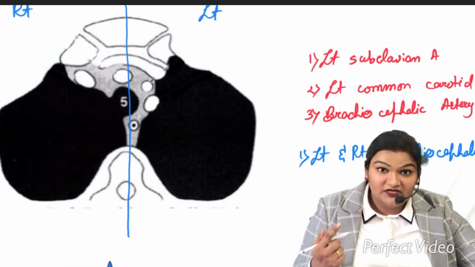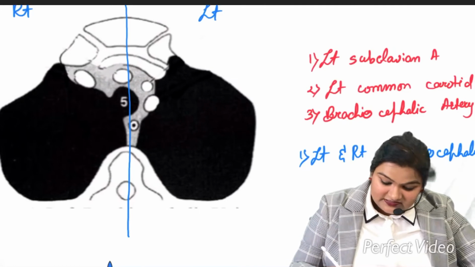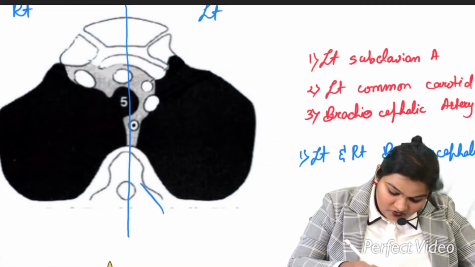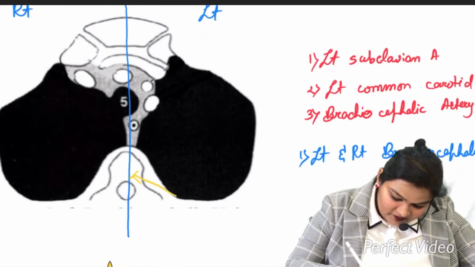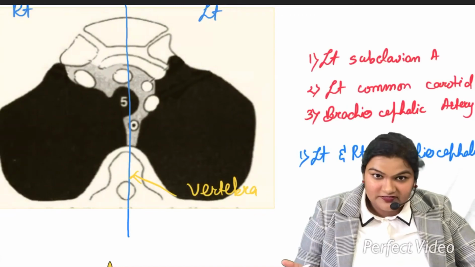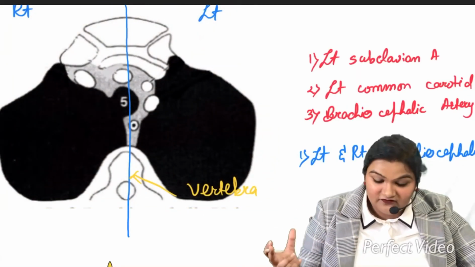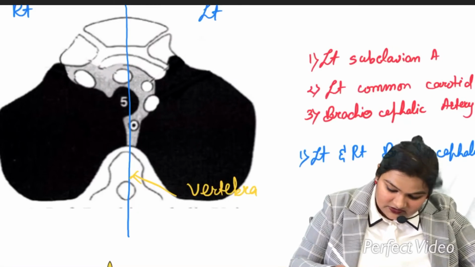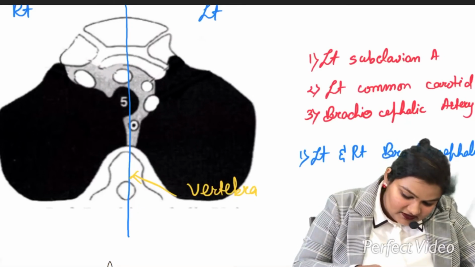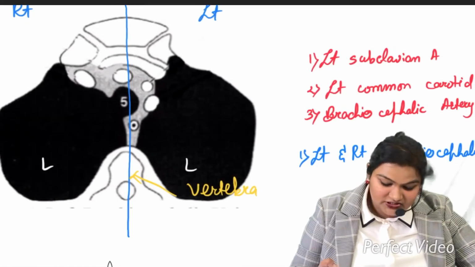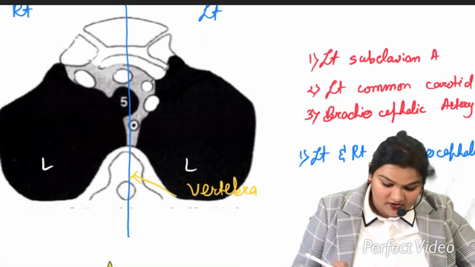Now let us name the structures. So let us start with this vertebra. Now there is a hypodense structure, it is black in color, and the lungs are filled with air, so these are our lungs. The fifth structure mentioned in this image is the trachea.